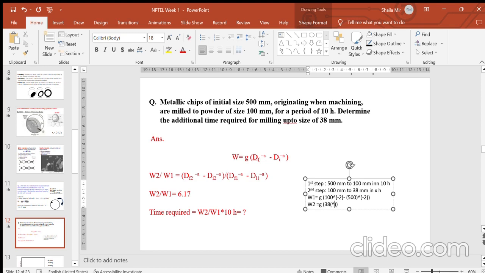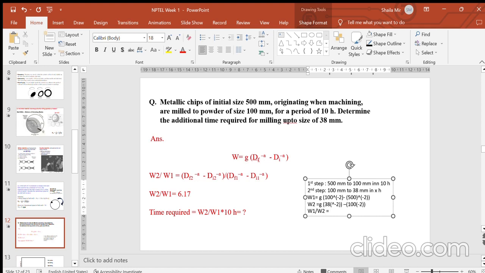Then we have step 2. For step 2 we have energy equivalent to the final diameter, which is 38 raised to power minus 2, minus the initial diameter, which is 100 raised to power minus 2.